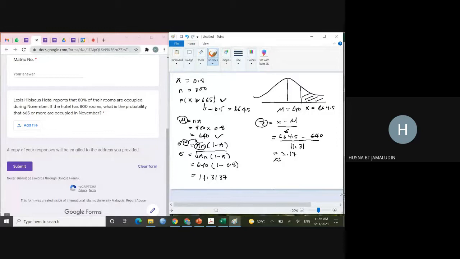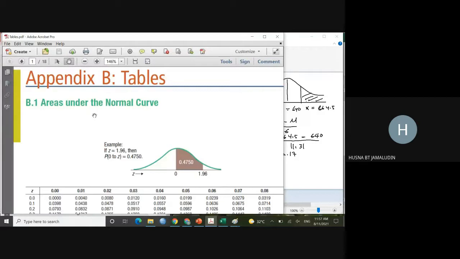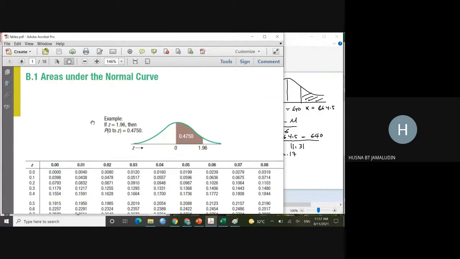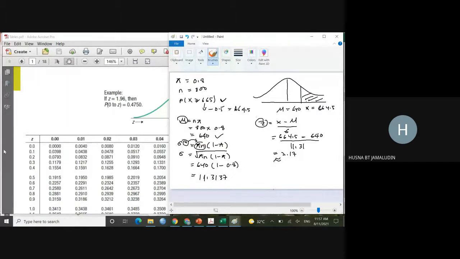Because if you stop here, this will just tell you the Z value. It doesn't tell you the probability. The question asks about the probability, remember? So to convert this value into probability, you have to look at your Z table, okay? So area under the curve. Area under the curve means probability, okay? So you get 2.17. So this is your Z.